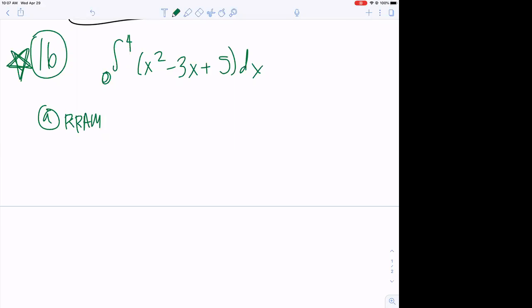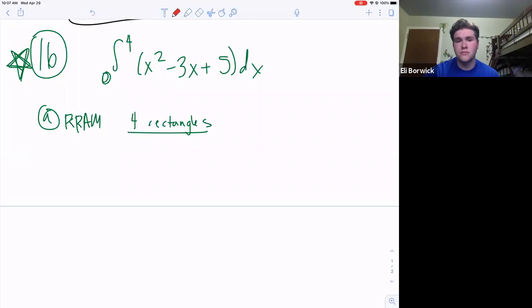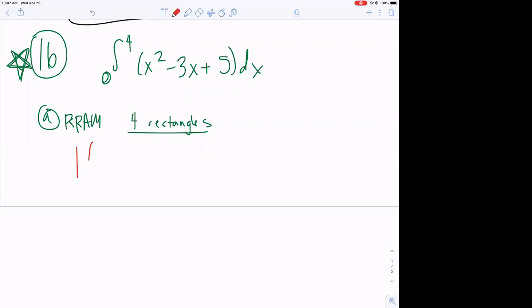You got that. So how do we use RRAM again if it says using 4 rectangles? You have to, it's from 0 to 4, so it's just 1 per rectangle. Eli's totally right. 1 on the outside because it's from 0 to 4 and there's 4 rectangles. So you know each one of them is 1 wide. If there's 4 rectangles, you know you're adding 4 things together.